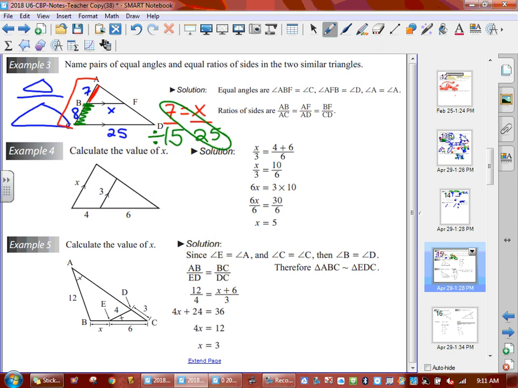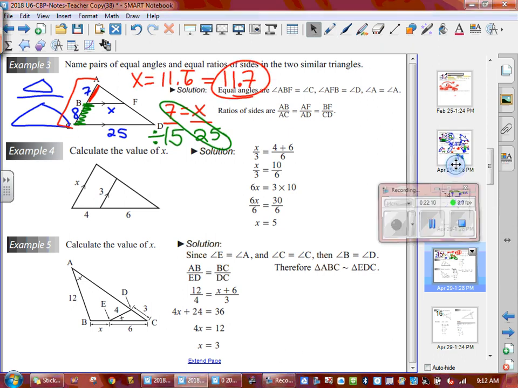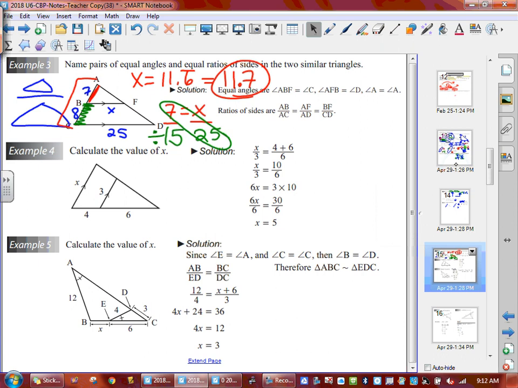Okay? So everybody give that a try. Cross multiply and then divide. Please draw this down. Okay, give it a try. Okay, so we're going to cross multiply and divide. We get X is 11.6 repeating. We round it to 11.7.